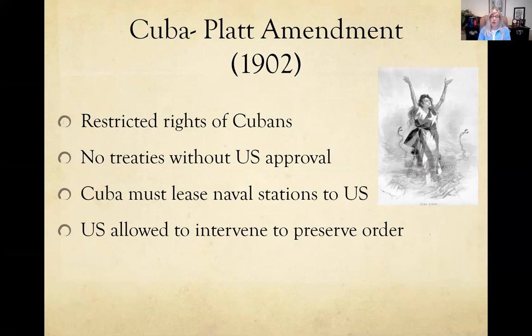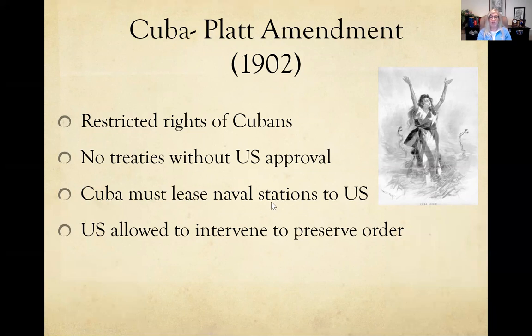And the United States can intervene anytime it's necessary to preserve order. Does this truly sound like Cuba is independent? Not so much. And so that's going to start some of the bad blood between the United States and Cuba here, coming after the Spanish-American War.